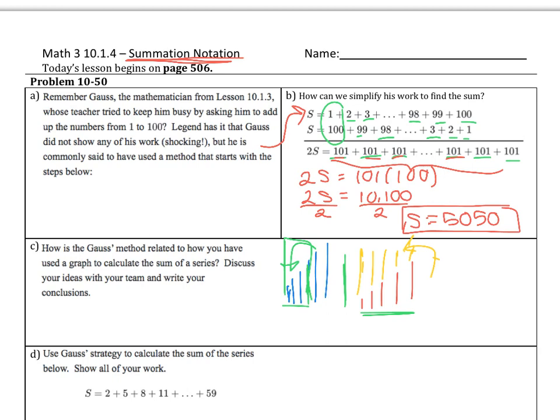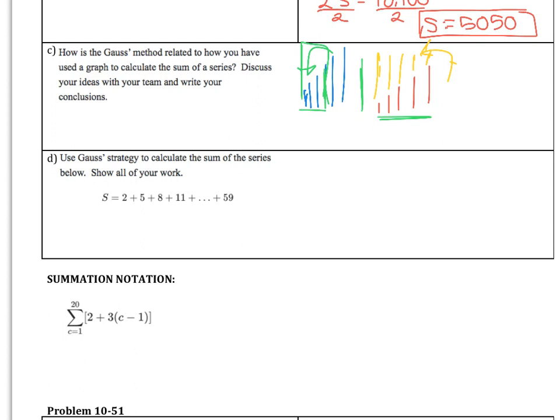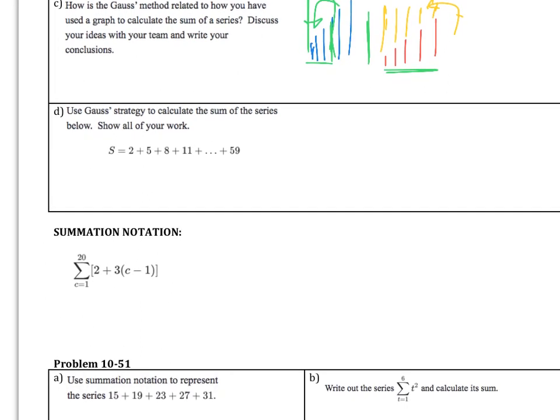So we're actually going to do example D using his method. What that means is we have this new sum, S equals 2 plus 5 plus 8 plus 11, and so on, all the way up to 59. We see that from one term to the next, it's getting larger by 3. But let's just jump into Gauss's method.